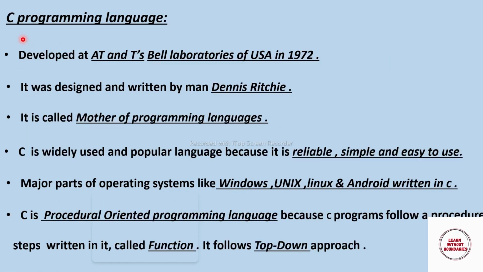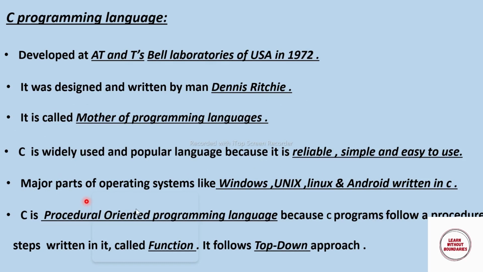So in this series we will learn about the C programming language. C was developed at AT&T's Bell Laboratories of USA in 1972. It was designed and written by the man named Dennis Ritchie, and it is called the mother of programming languages. C is a widely used and popular programming language because it is reliable, simple and easy to use.